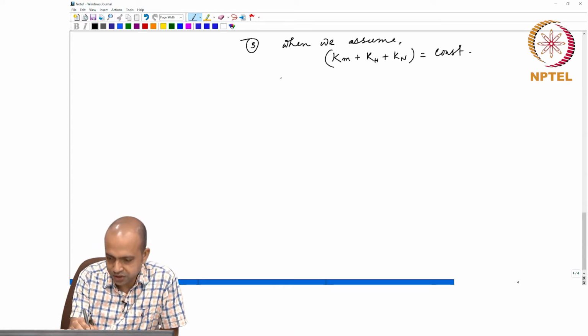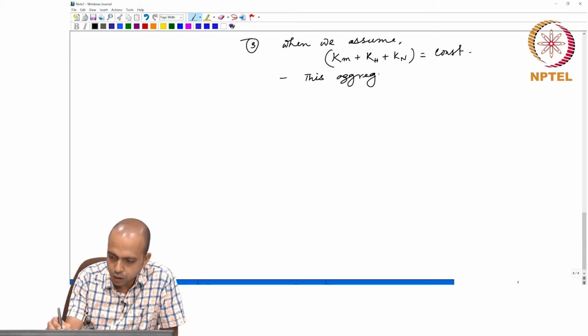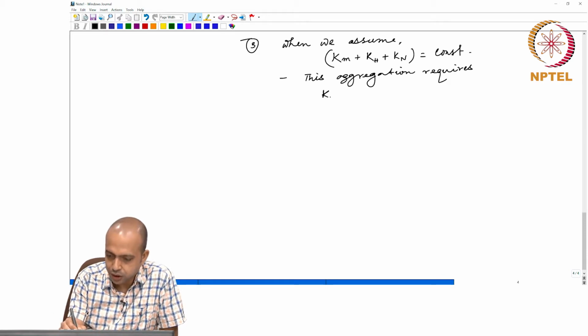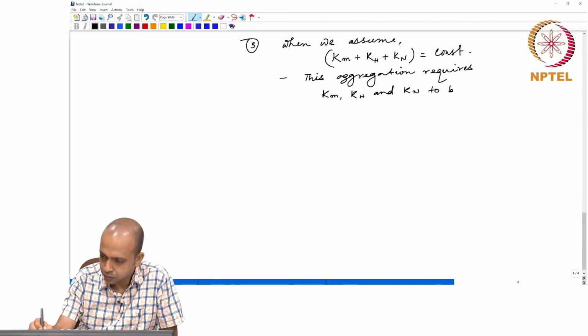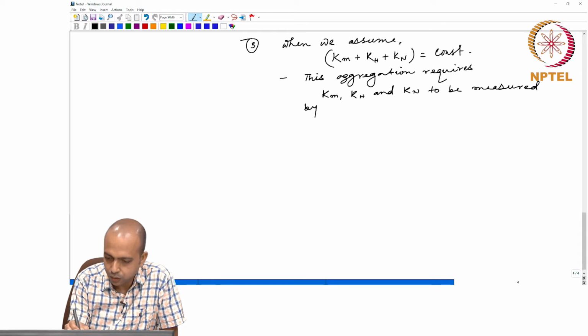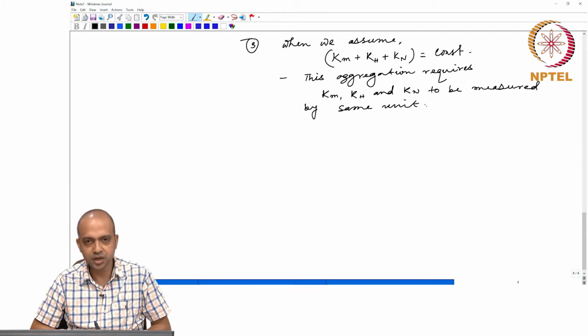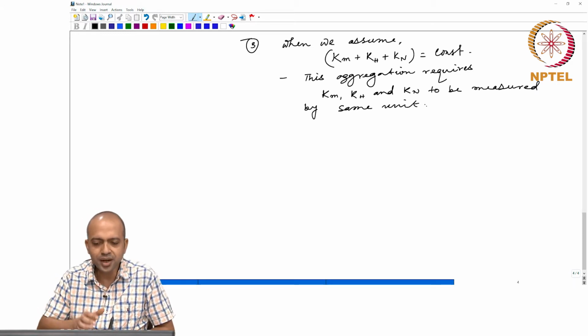Okay. Now, this aggregation requires Km, Kh and Kn to be measured by the same unit. If they are not measured in the same unit, how is it possible for us to aggregate them?